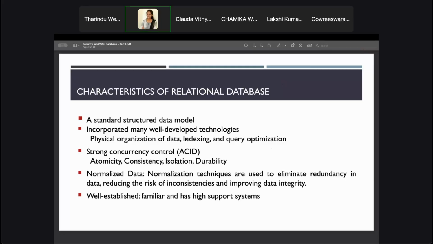Okay, for example, when it comes to relational databases, there are so many technologies that relational database management systems have, many supported technologies. For example, you can have an index, you have an optimizer to do query optimization, and the physical organization of data is well structured. So you have well developed technologies to support the relational data model, right?